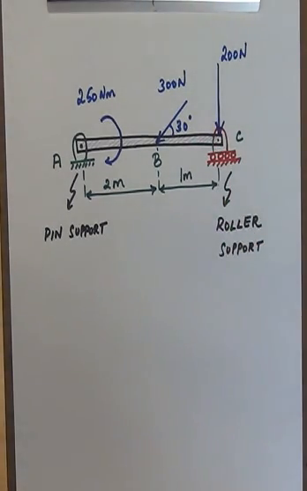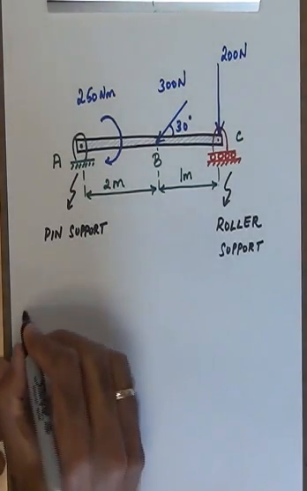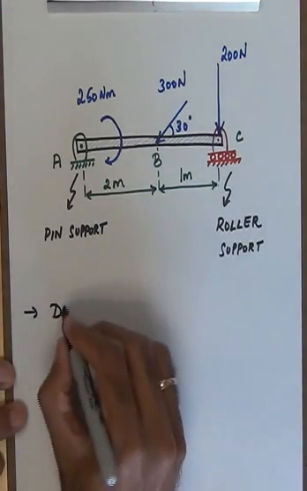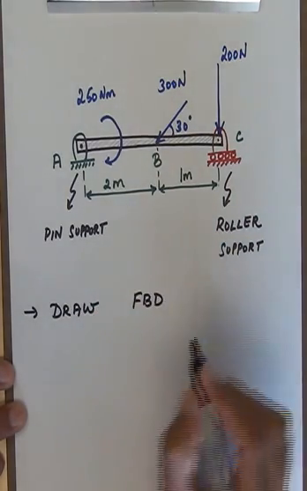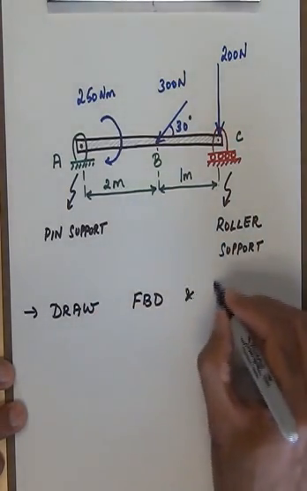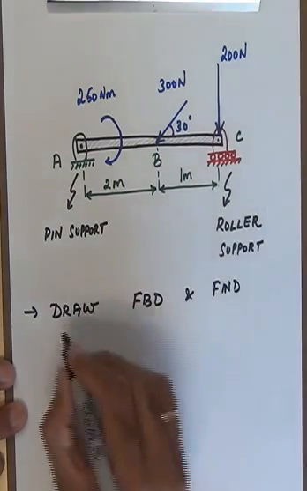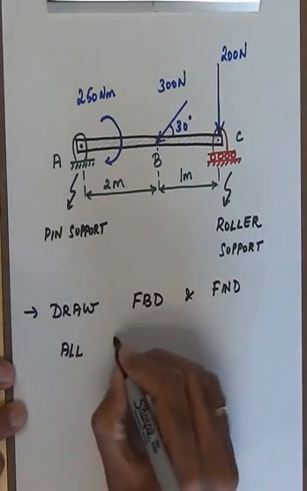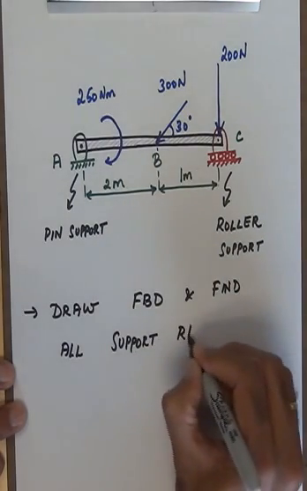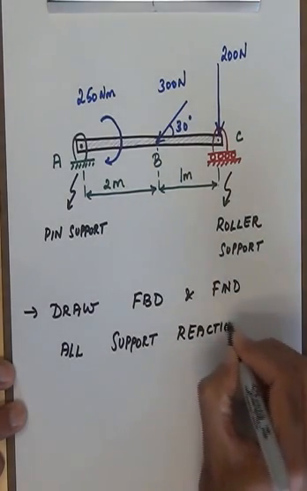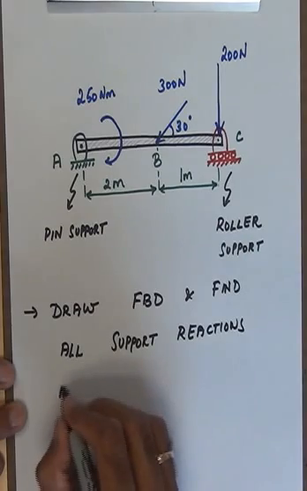And what do we need to find out in this problem? We need to find out all the support reactions. So first of all, draw a neat labeled free body diagram, and then find all support reactions at A and C.